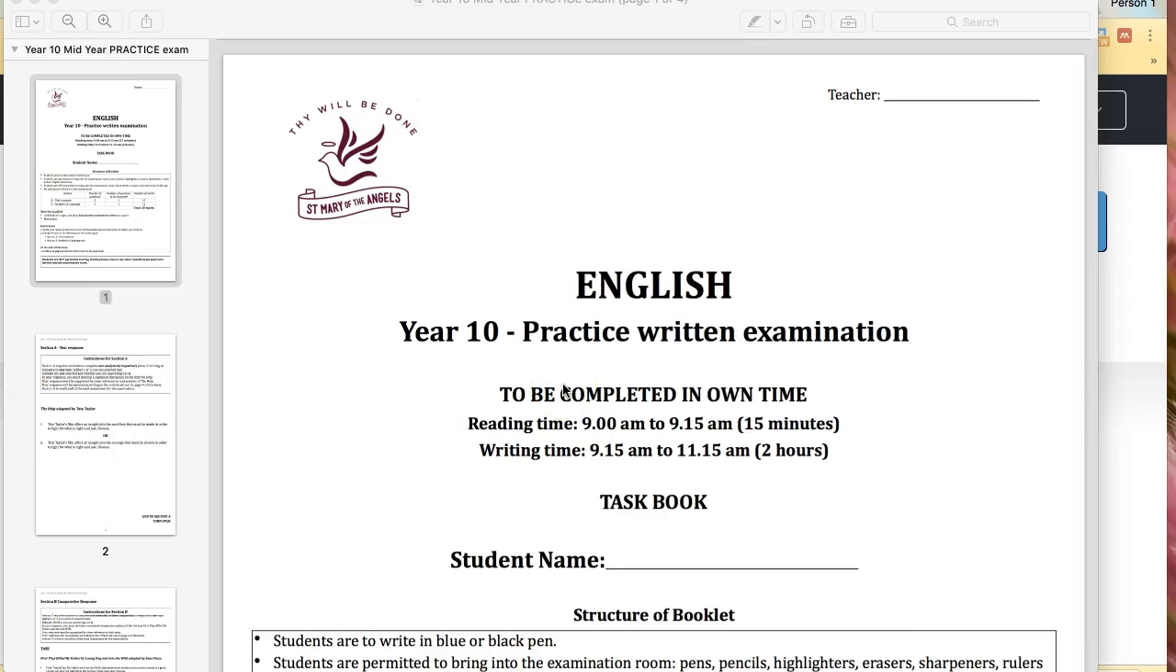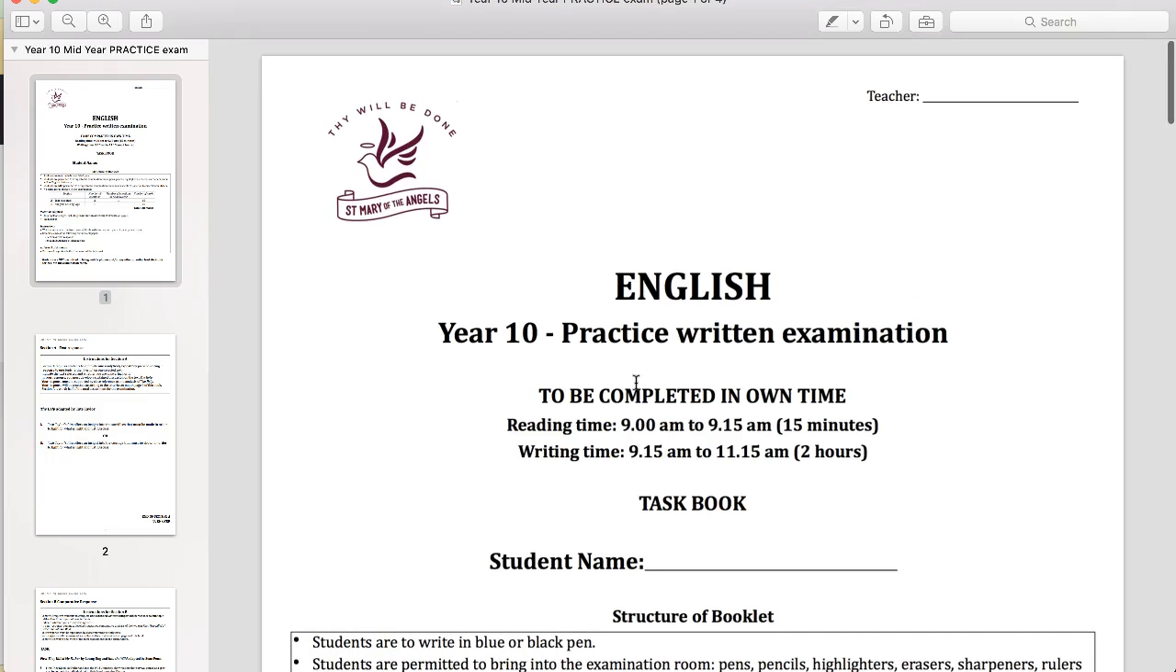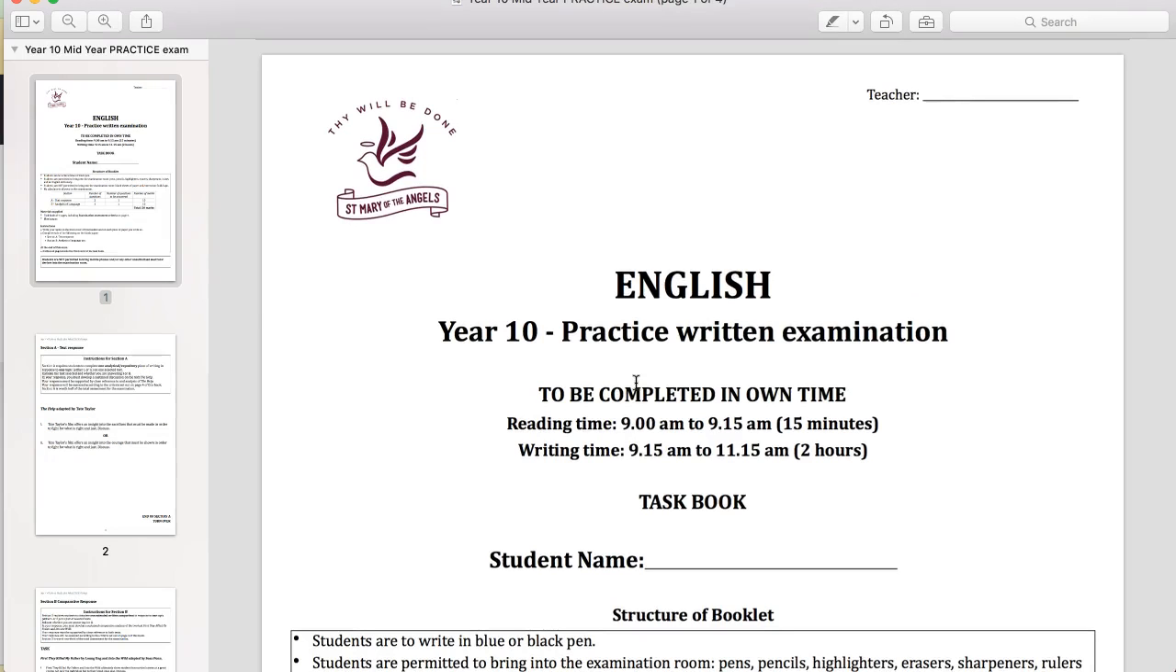Hello Year 10, this is a quick screencast to review expectations for the coming exam this week. So this is the practice paper that you've been given in class, and I'll just be reviewing it in the electronic form to go through a few of the steps with you.